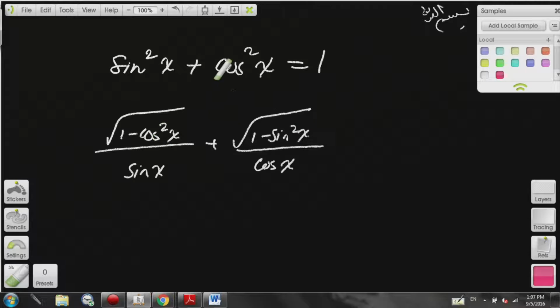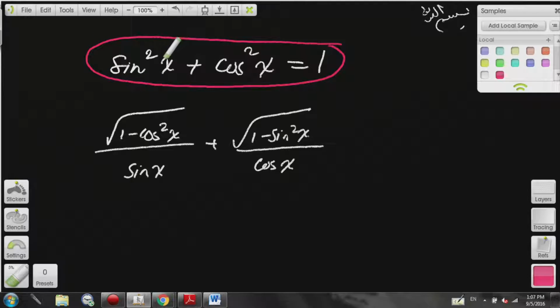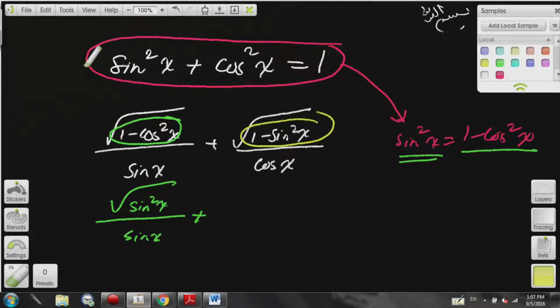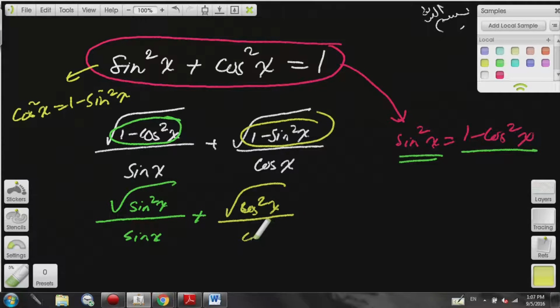So this expression will simplify. How do I know that this question had to involve this? Well, if you're familiar with basic trigonometry, then you can almost see this as another version of this identity. You can solve this for sine squared, so sine squared of x is 1 minus cosine squared of x. So 1 minus cosine squared of x over here can be replaced with sine squared of x. So this becomes square root of sine squared of x over sine of x, plus over here 1 minus sine squared of x. You can solve for cosine squared of x, 1 minus sine squared of x, and replace this with cosine squared of x over cosine of x.